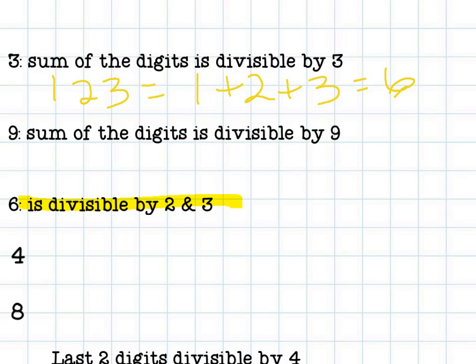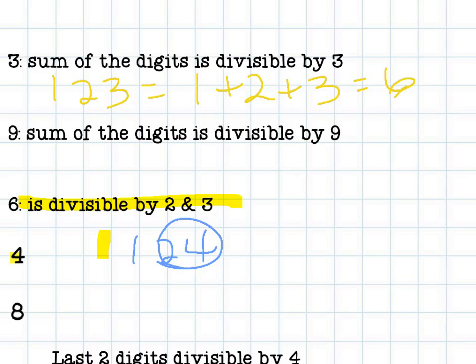For 4, the last 2 digits would have to be divisible by 4. For example, 124, the last 2 digits are 24. So 4 does go into 24, so it will go into 124.